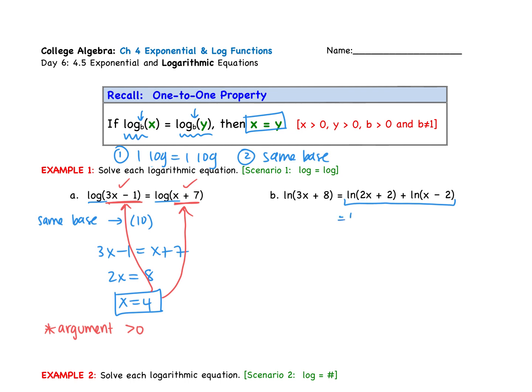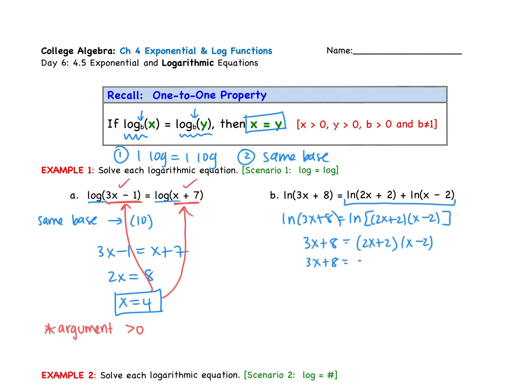Multiply. So this is going to become the natural log, and now I can multiply the arguments. 2x plus 2 times x minus 2. Now I have one log set equal to one log, and both have the same base. Now I can set the arguments equal. So I get 3x plus 8 is equal to 2x plus 2 times x minus 2. Okay, I'm going to warn us this one's going to definitely be some more work to solve. What are we going to have to do at this point? Yeah, we're going to have to multiply out on the right side.